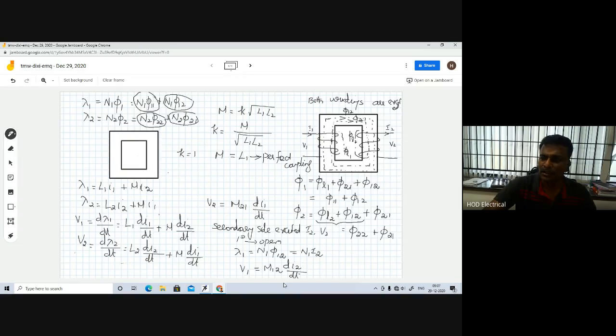Whenever K is greater than 0.5, we call it tight coupling. Whenever K is less than 0.5, we call it loose coupling. So a coupling coefficient of 1 means a perfectly coupled circuit, K greater than 0.5 means tight coupling, and K less than 0.5 means loose coupling. This formula can be derived in our electric circuit books. These are all things we have learned already in our UG courses.